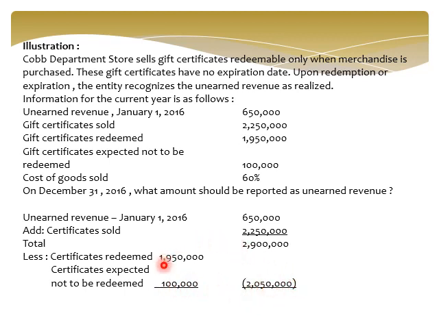How to record the gift certificates being redeemed? This is a debit to gift certificates payable, a deduction from the unearned revenue, and then a credit to sales. Certificates expected not to be redeemed are still a debit to gift certificates payable and a credit to forfeited gift certificates, a deduction from unearned revenue. So, total deduction of 2,050,000. So the ending unearned revenue, December 31, 2016, is 850,000.